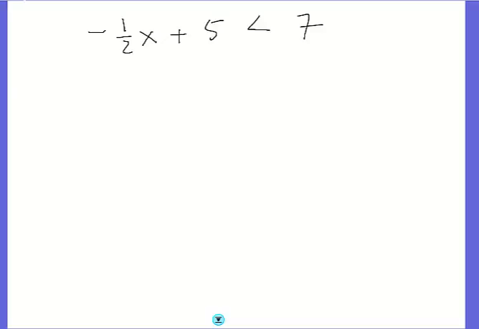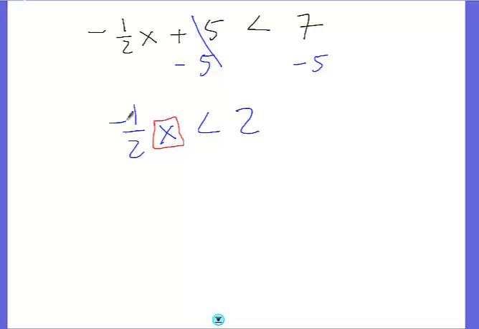Again, the way you solve these is the same way that you solve an equation. So the first thing you must do is get negative 1/2 x by itself. So we subtract 5 from both sides. So now we have negative 1/2 x is less than 2. Now, this is where kids always get confused, because this is one of the only differences between solving an inequality and solving an equation. Because if we're solving this, we want to get x all by itself. So in reality, we need to eliminate this negative 1/2.